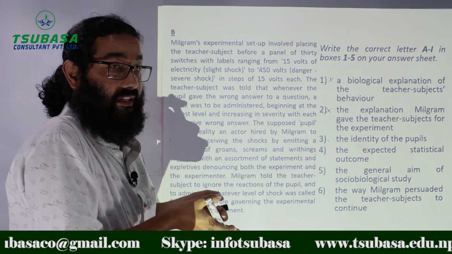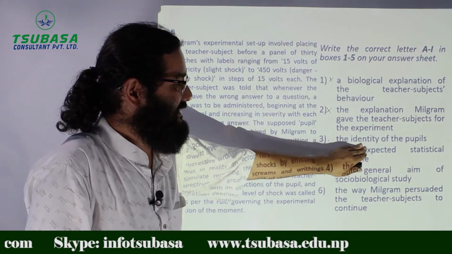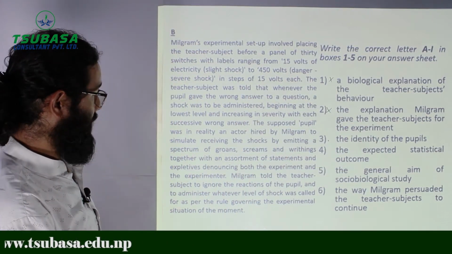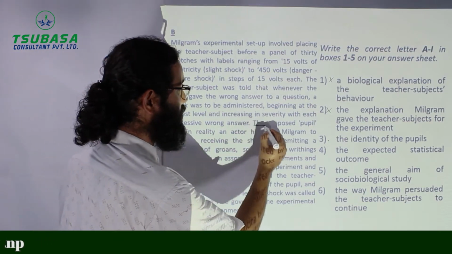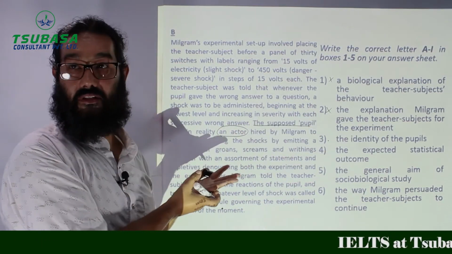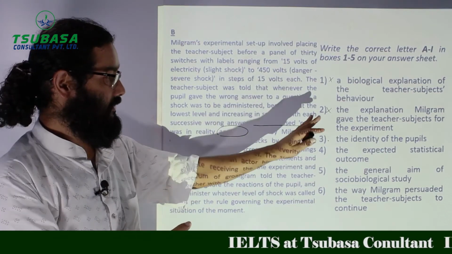Now, why do we need to keep this at the moment? The identity. So the identity of the people, who are these people in reality? It says the supposed people in reality are actors. So the subject's identity is known. So let's keep this.